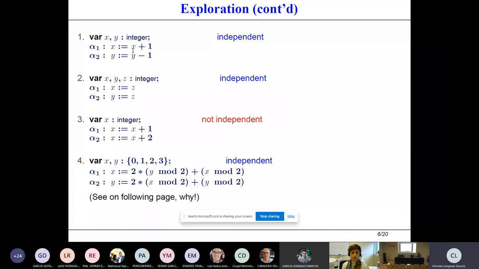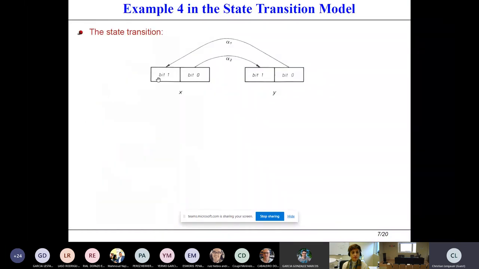So for now, we have just looked at program code in order to analyze whether things are independent or not. But as I told you, that's not a good idea. The best idea is to go to a semantic model, and that's the model of state changes. So I'll show you these two variables now and what alpha 1 and alpha 2 do to the values of these two variables in this coming slide. So the variables are both 2-bit variables because they can take on 4 values. And here you see the state transformations. What alpha 1 does is it copies bit 0 of y to bit 1 of x, and alpha 2 copies bit 0 of x to bit 1 of y.